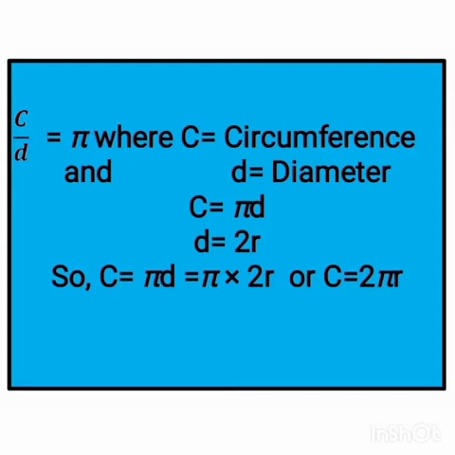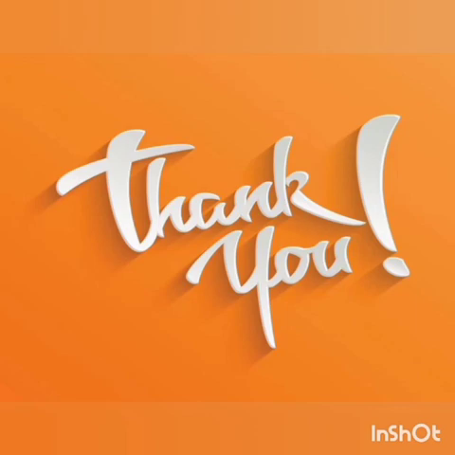Thus, C upon D is equal to pi, where C is the circumference and D is the diameter, or C is equal to pi D. We know that D is equal to 2R, so C is equal to pi D, which is pi multiplied by 2R, or you can say that C is equal to 2 pi R. Thank you.